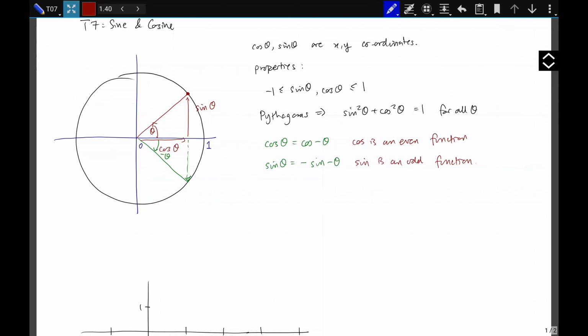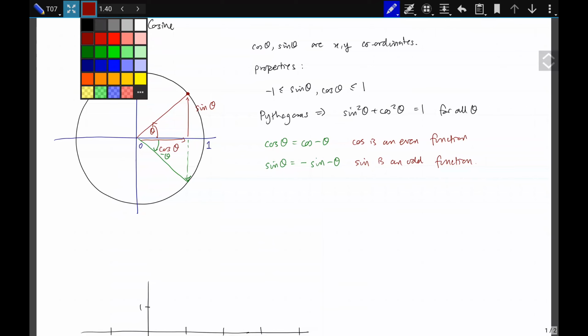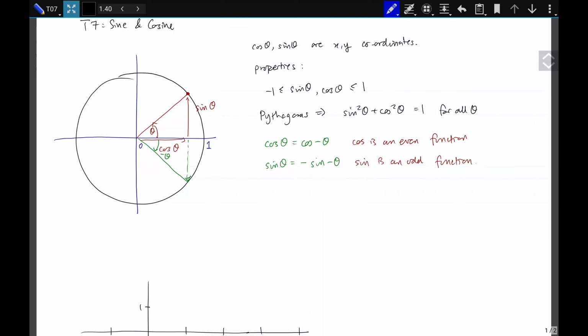Sine and cos are both periodic with period 2 pi, which means that if I go round the circle again, if I went theta then went all the way round again, so that's theta plus 2 pi, it doesn't change the values of sine and cos.